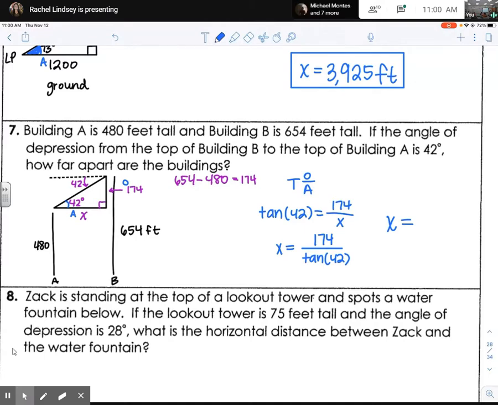So what would x equal? 193.2. 193.2 feet.